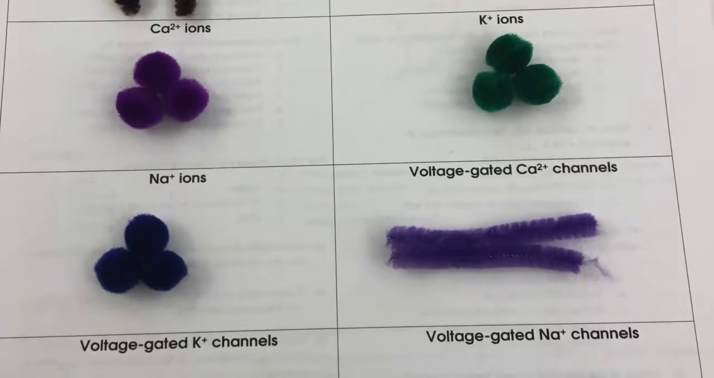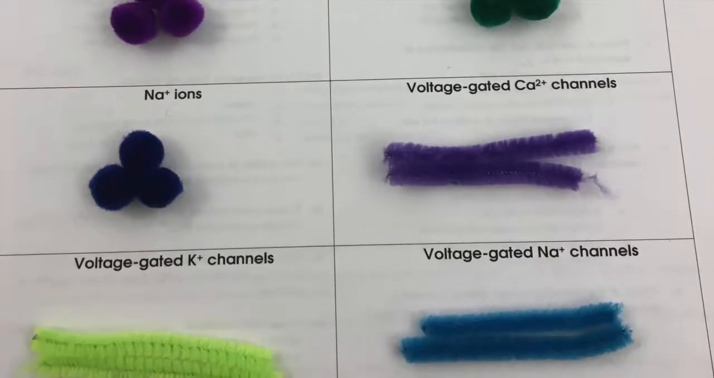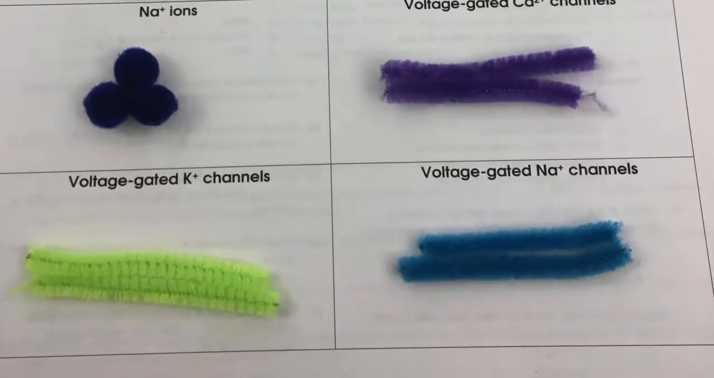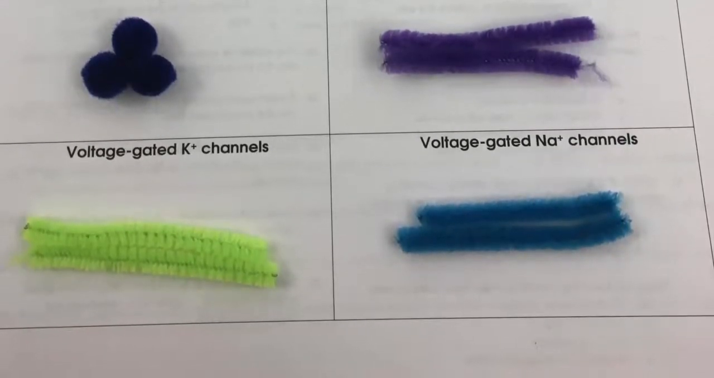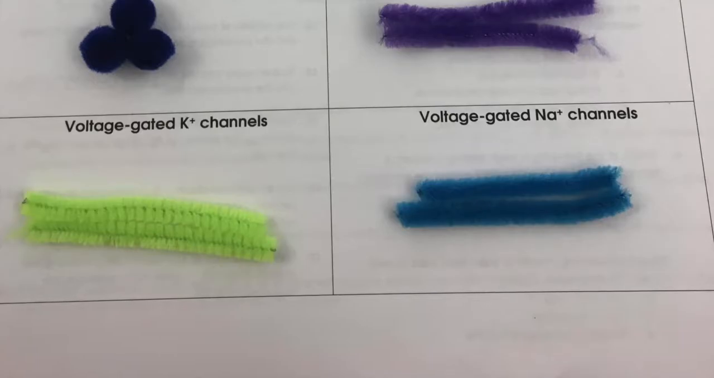The potassium ions are green pom-poms, and the sodium ions are blue pom-poms. The purple pipe cleaners represent voltage-gated calcium channels. The green pipe cleaners are the voltage-gated potassium channels, and the blue pipe cleaners represent voltage-gated sodium channels.